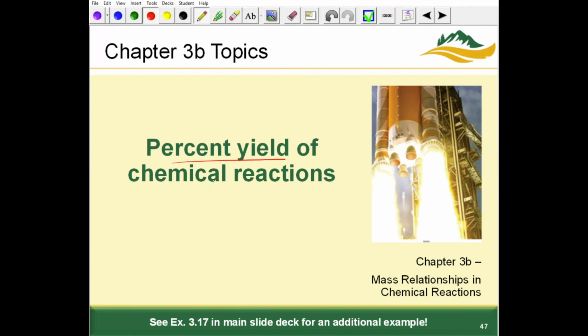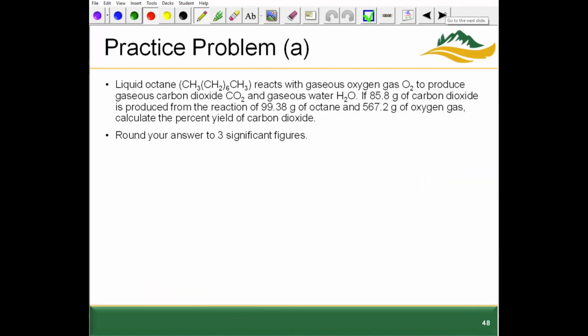Next, we're going to do percent yield of chemical reactions. I also, again, want to point out some more practice problems here in the main slide deck. We're going to solve this problem where we have octane reacts with O2 to produce CO2 and water. We have this many grams of CO2 is produced from a reaction of 99.38 grams of octane and 567.2 grams of oxygen gas. We're going to calculate the percent yield of CO2, and I'm going to do this in a little bit different of a way. So I'm going to use this technique called setting up a rice table. You may have heard this called an ICE table as well.